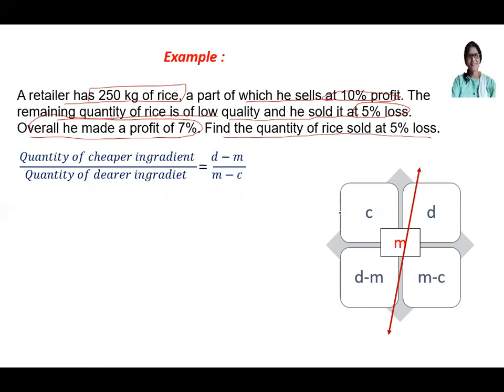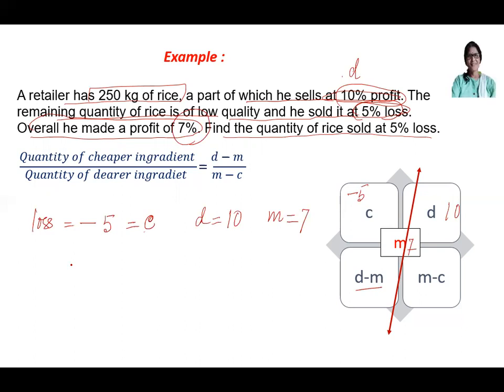Okay. So let us write now. He sells at 10% profit, so this is your dearer, D, and the remaining quantity is sold at a loss. Loss is always negative, so this will be -5. So C is equal to -5, D is equal to 10, and M is equal to 7, the mean profit of 7%. I'm not writing the percentage. So put here D is equal to 10, C is equal to -5, and M is equal to 7.